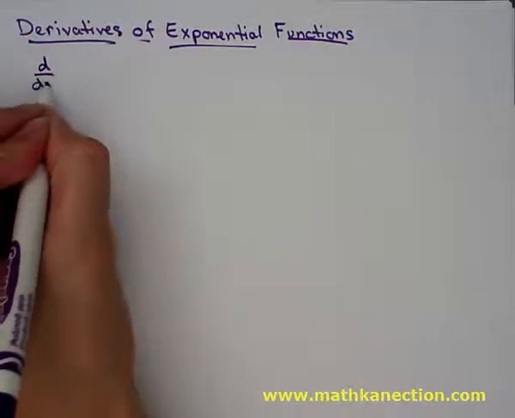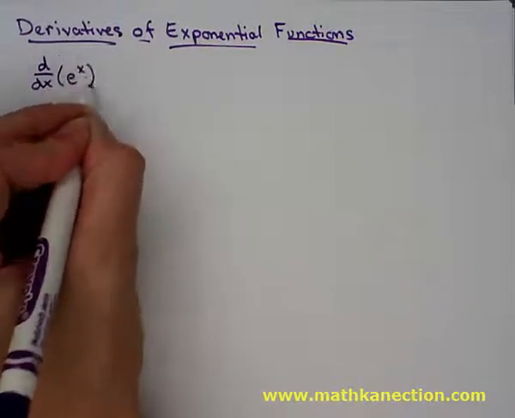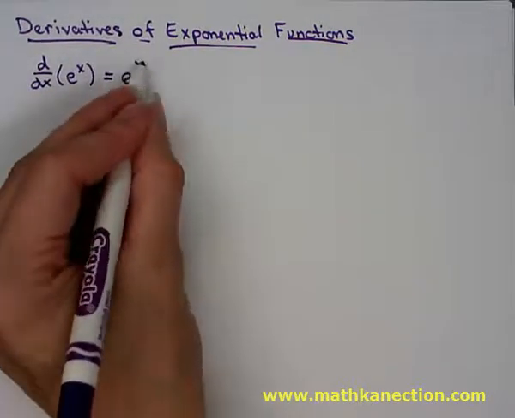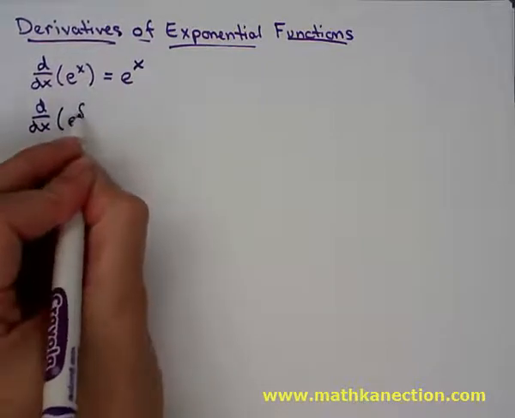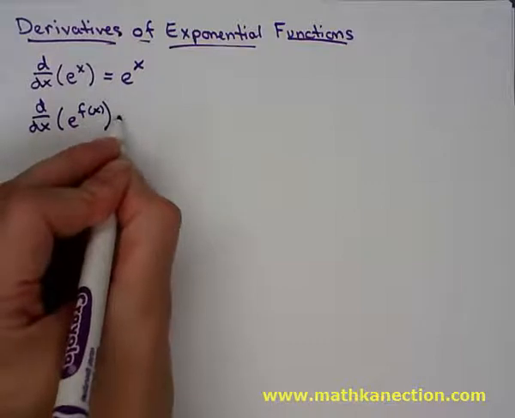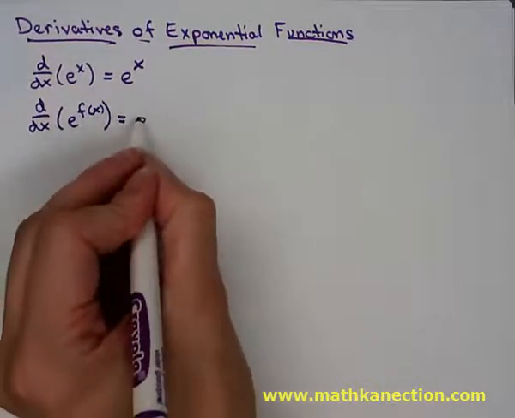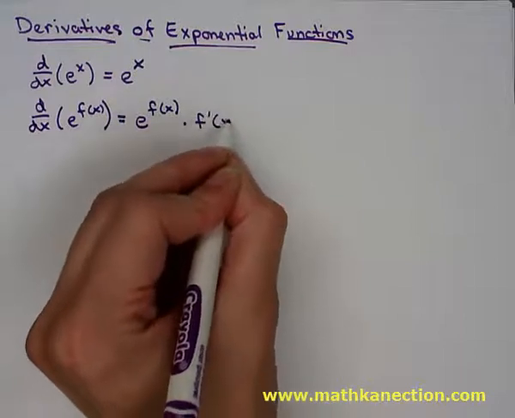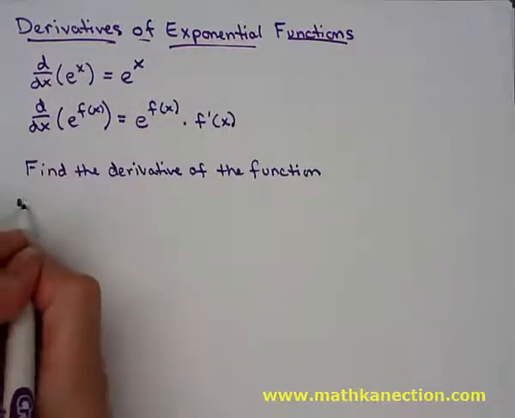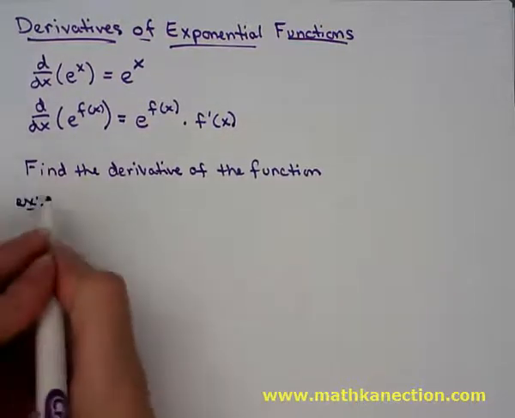To take the derivative of an exponential function, the derivative of e to the x is just e to the x. Then if you have the derivative of e to a function, it's like a chain rule, so the derivative of e to the function, just like e to the x, is going to be e to the function. But then you have the derivative of the inside function, that chain, so you take f prime of x. So for the first example, we're going to find the derivative of the function.